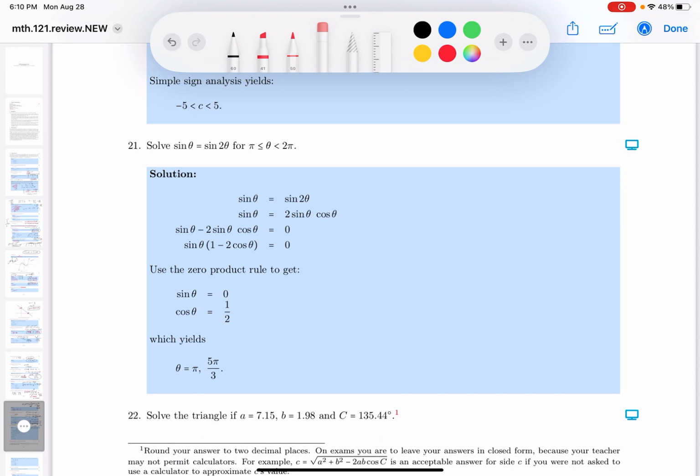All right, let's take a look at it. It says solve sine theta equals sine of 2 theta. And sometimes when I solve a problem, I'm doing it differently than the key, or doing it exactly like the key. It happens. All right, let me just write this down.